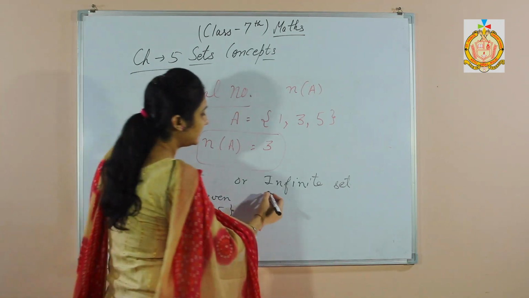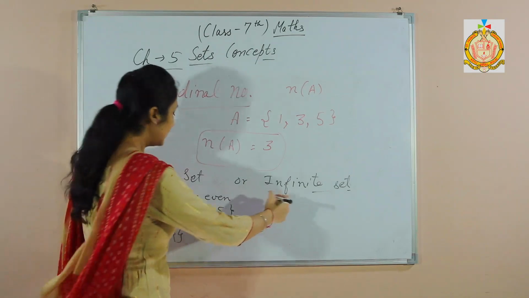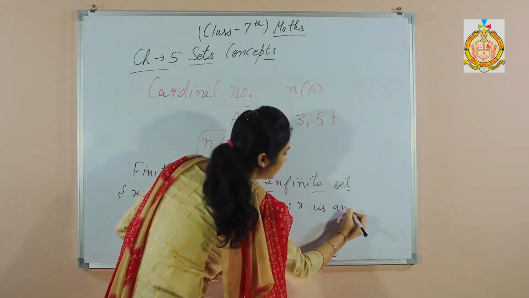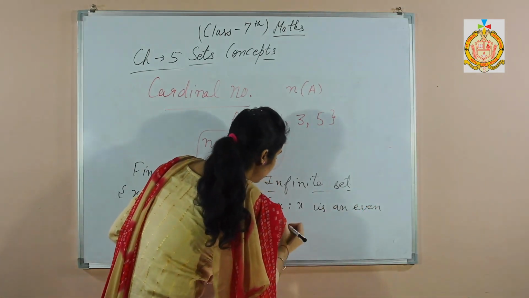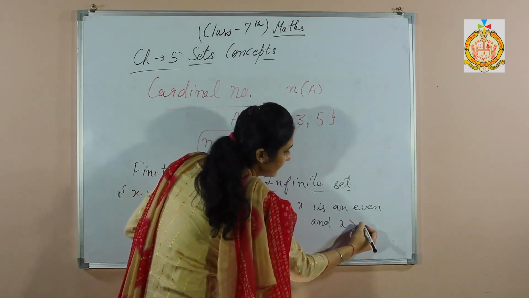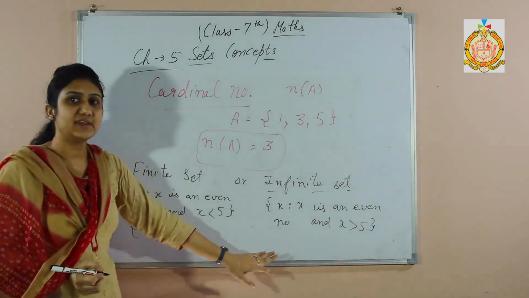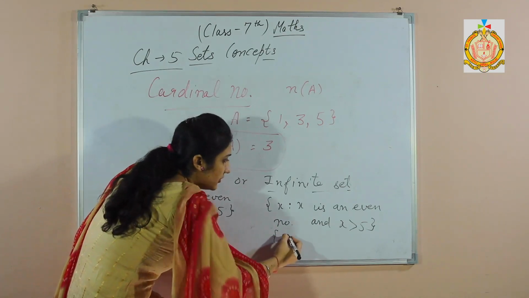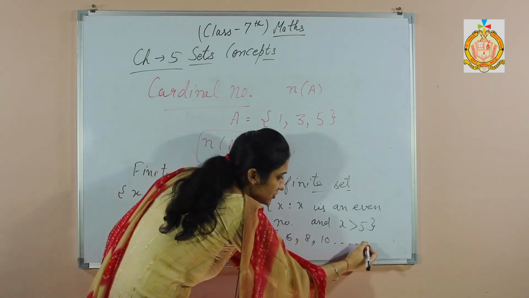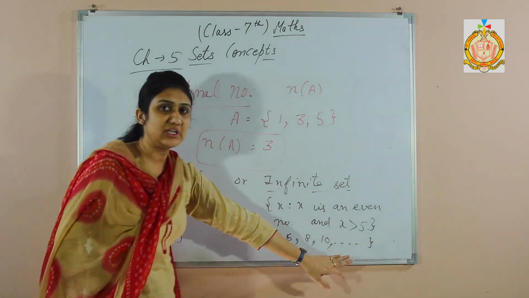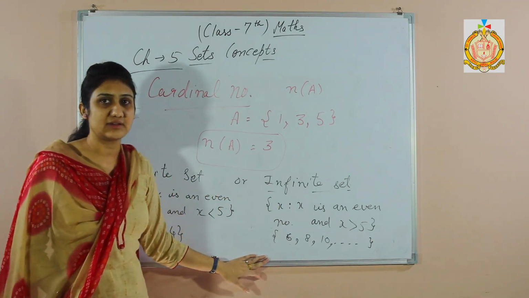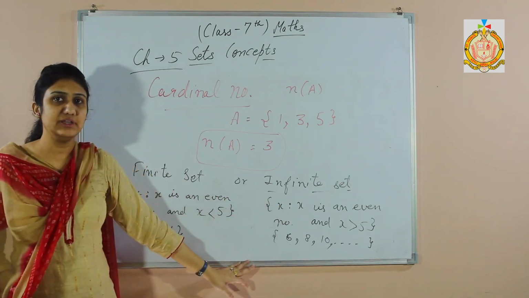And in case of an infinite set, we can write x such that x is an even number and x is greater than 5. So what are the even numbers that are greater than 5? They are 6, 8, 10 and so on. There is no end for the even numbers here, so we can't count how many elements are present in the set. So this is an example of an infinite set.